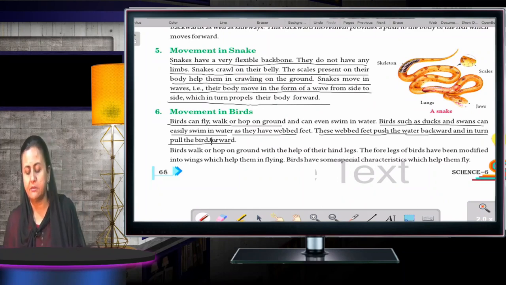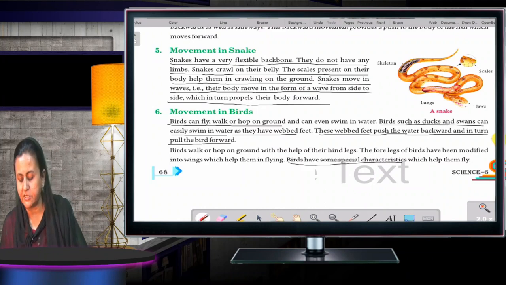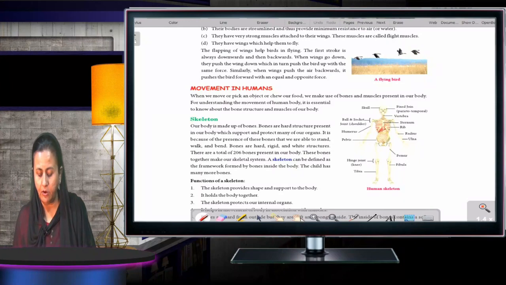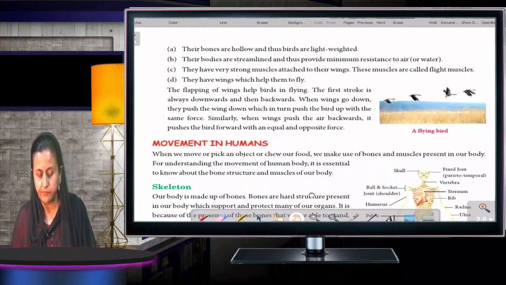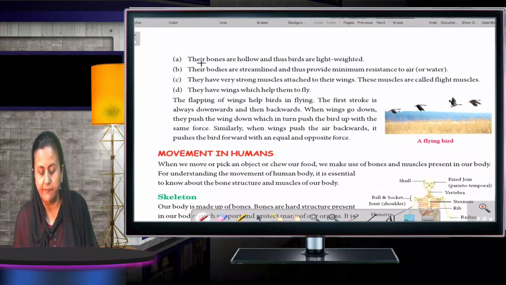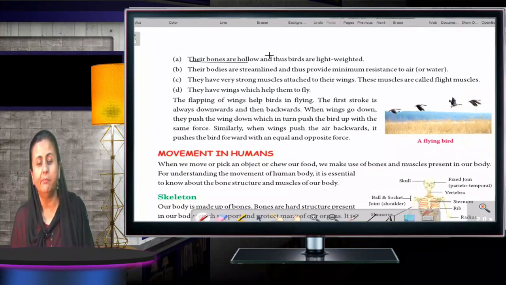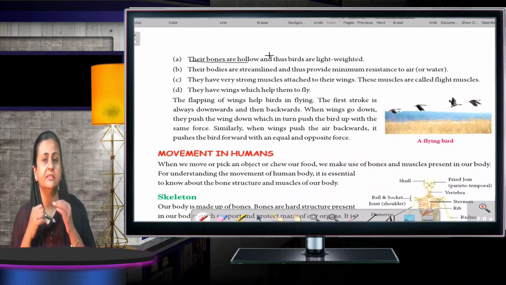Okay, birds have some special characteristics which help them to fly. I'll tell you about those characteristics now. You can see on your screens also. Okay, the first is their bones are hollow. Their bones are hollow. Hollow means nothing inside the bone.